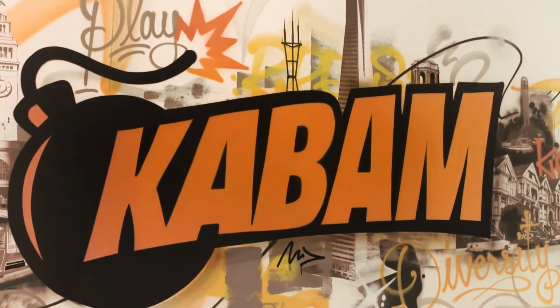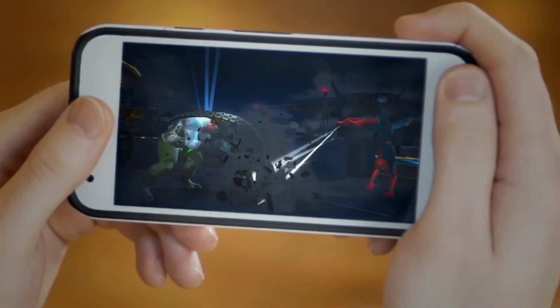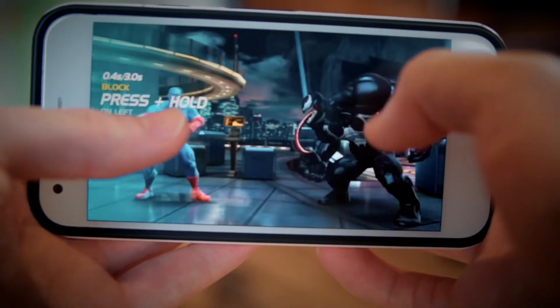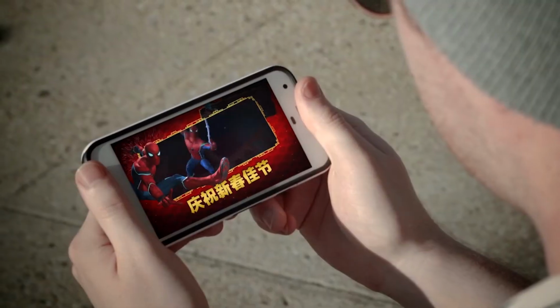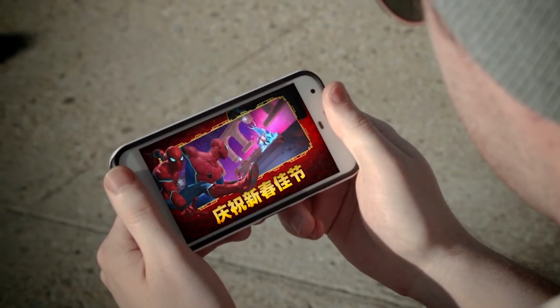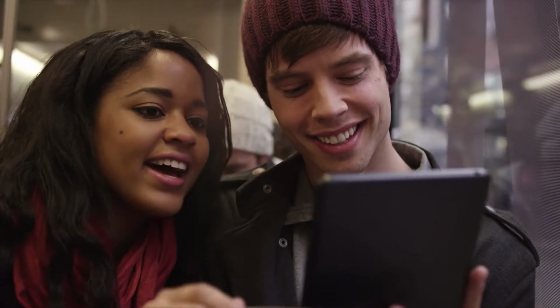Kabam is a world leader of massive multiplayer mobile games. Marvel Contest of Champions is an action fighting game that released in 2014, and users can play with anyone else in the world. Because Marvel is a very social game, it's important that we find players all over the globe. Our target audience are engaged daily active users, or what we like to call our regulars. These regulars are hard to find because they're not bound by geography, gender, or age.